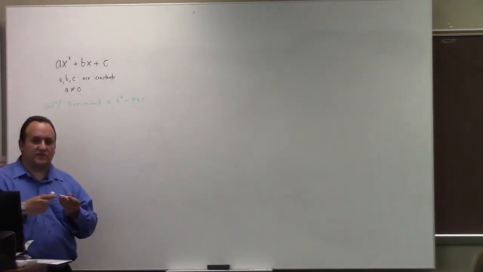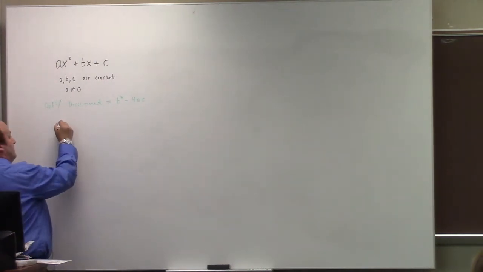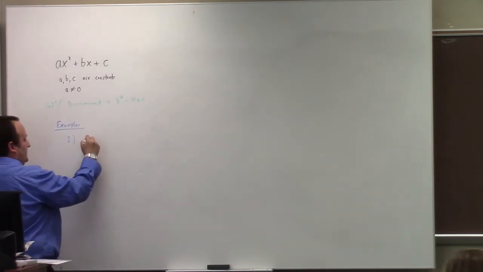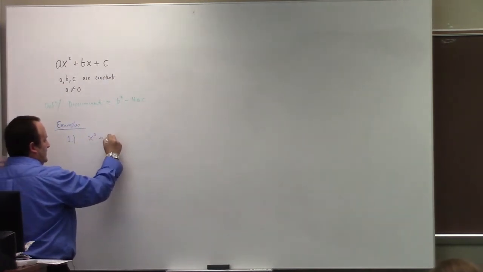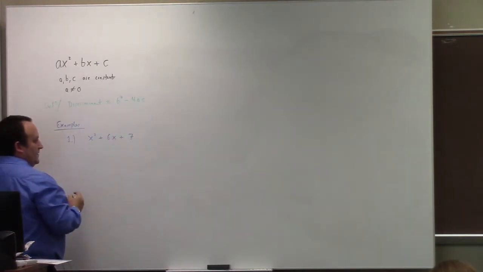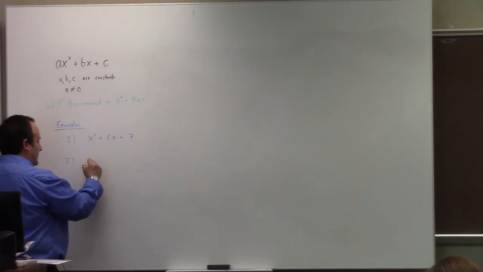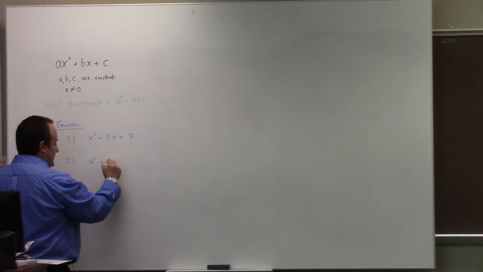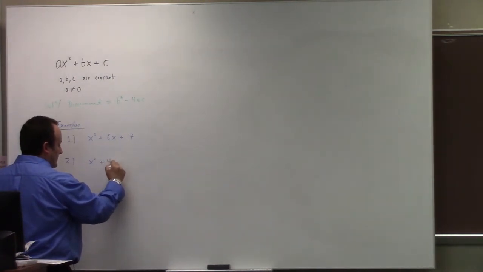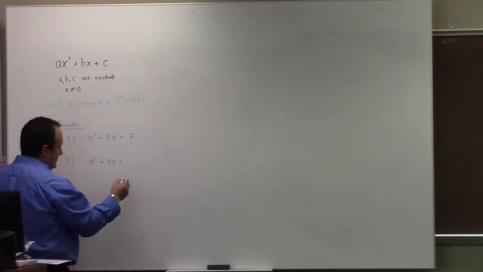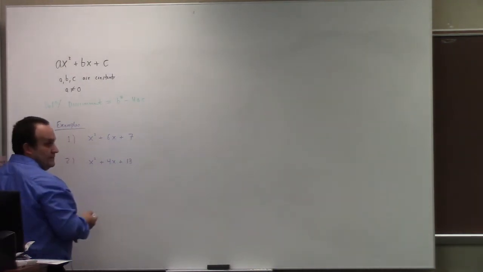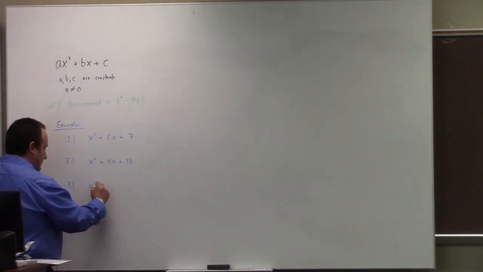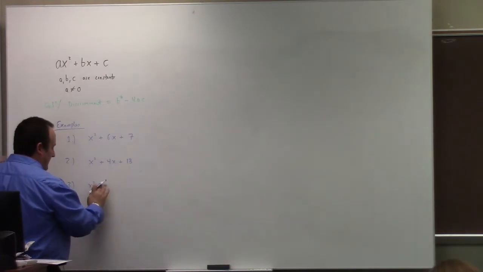So let's just look at 3 examples. If we had, say, x squared plus 6x plus 7, we could look at x squared plus 4x plus 13. We could look at x squared plus, well, I keep having pluses. Let me put a minus here.